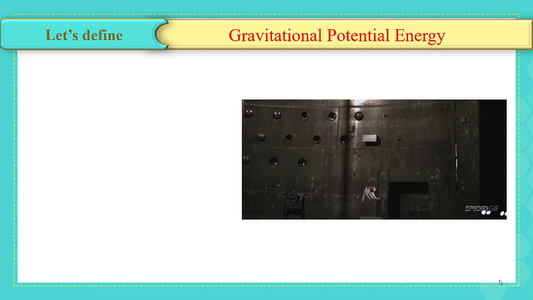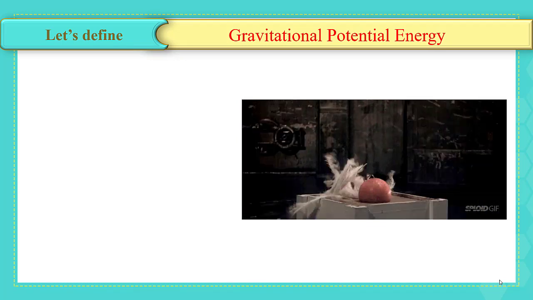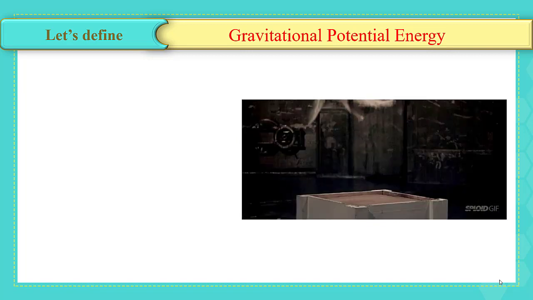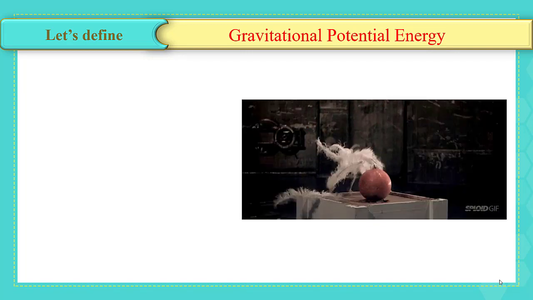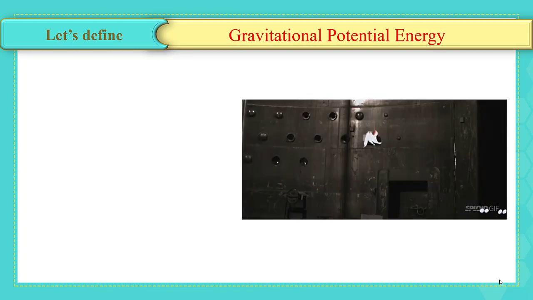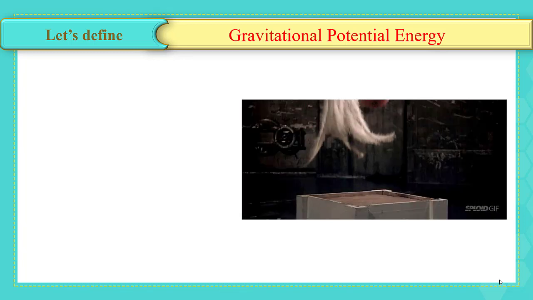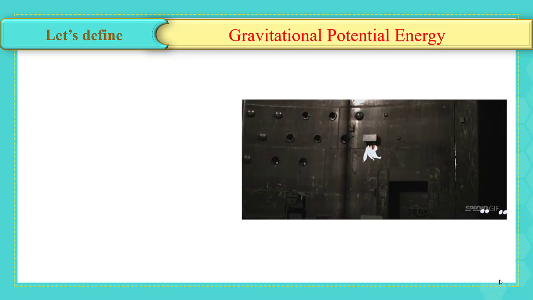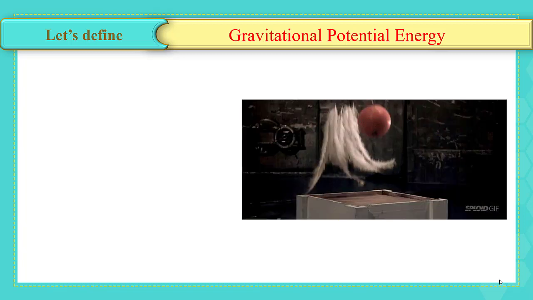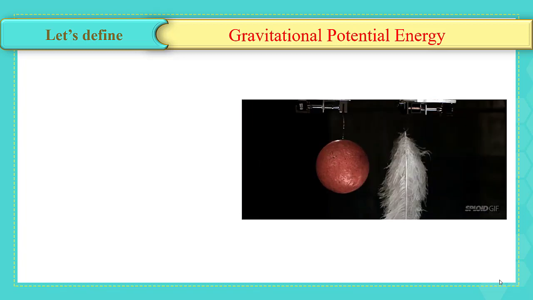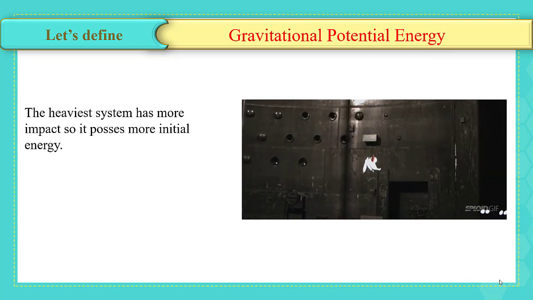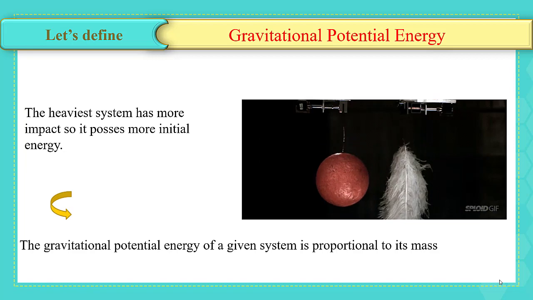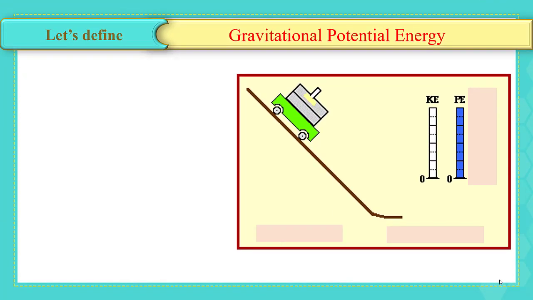To determine the expression of the gravitational potential energy, let's discuss the following example. We have here two objects of different masses falling down. We can see here that the impact of the heavier object when it reaches the surface of the table is more than the lighter object, which indicates that the potential energy is proportional to its mass.